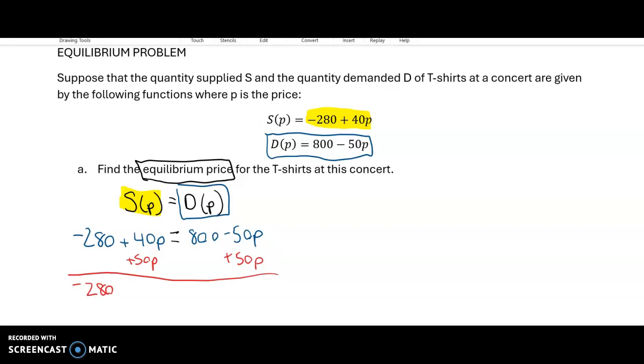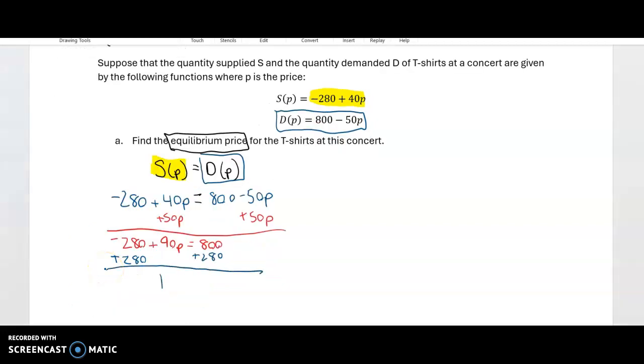Negative 280 plus 90p equals 800. Now I will subtract negative 280, or just add 280 to each side of my equation. And I'll have 90p is equal to 1,080. When I divide both sides by 90, I'll get my equilibrium value. And I get 12. The price should be $12 per shirt to have that equilibrium where supply meets demand.